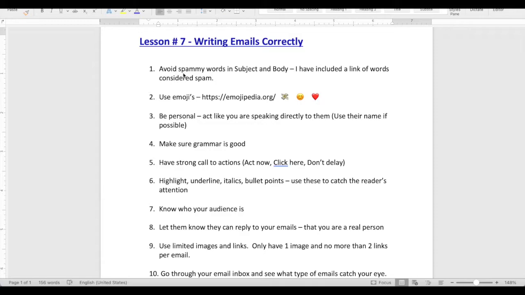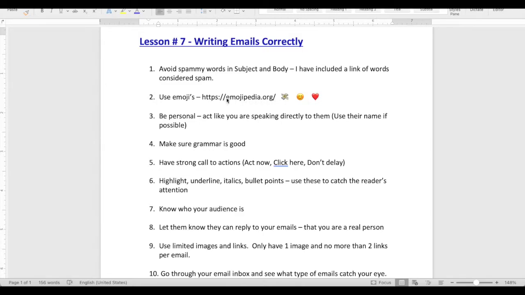The second one in writing emails correctly is use emojis. This has definitely been something that people have been saying is really good to use, especially in the subject, because you want to get them to click and open. That's one of the biggest things. Your subject line is one of the biggest things. People don't know anything about your email, but they do see your subject line. So this is not considered spam or anything. You can use emojis. There's money, there's smiley face, there's hearts.